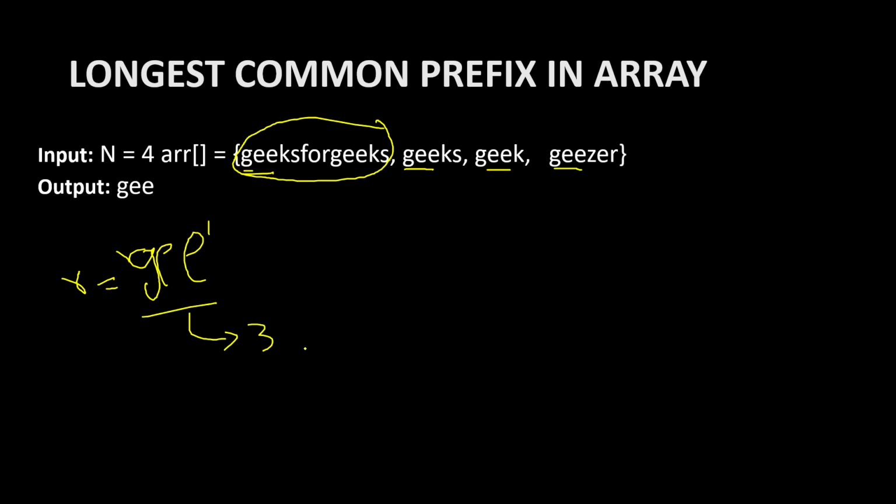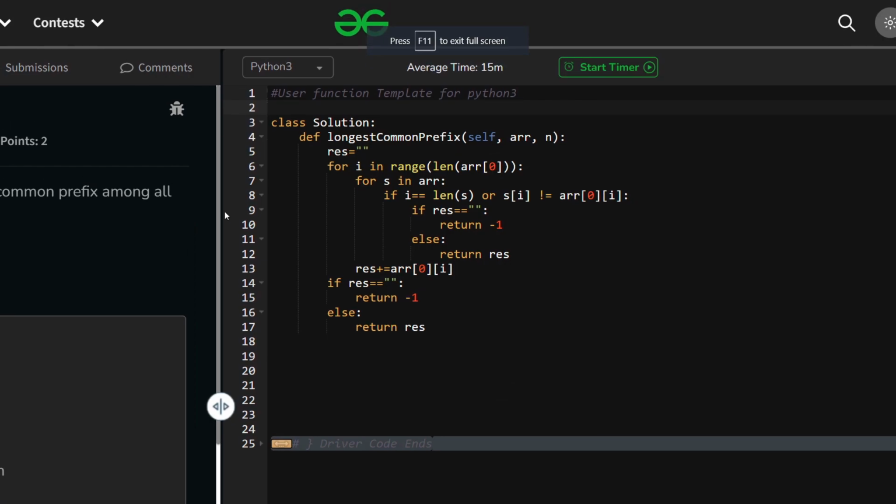I hope you have understood how we are iterating and storing the result value. If you still haven't understood, let's go into the coding part, and after that it will be more clear to you guys. Now we're inside the GeeksforGeeks website, and this is the longest common prefix function. In this, as we have mentioned previously, we're going to store the result in one variable that will store the maximum length values. Here we're taking the length of the first value in the array, and we're iterating using that.